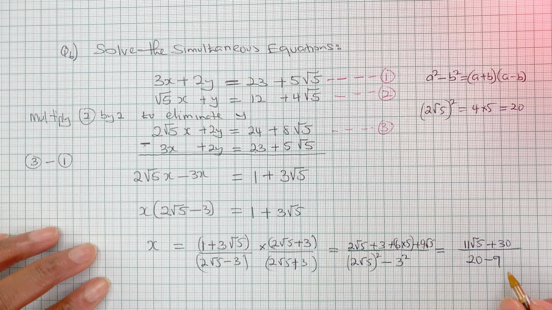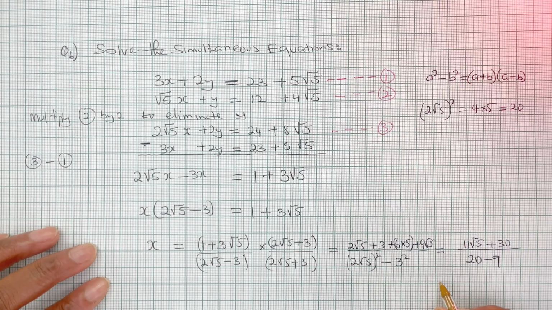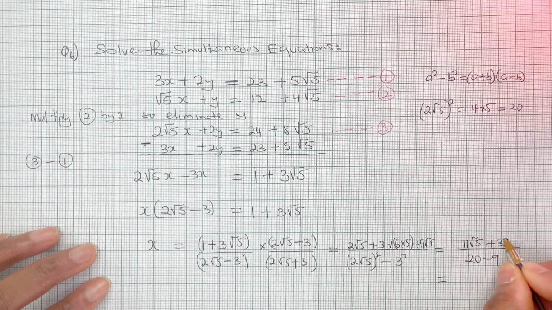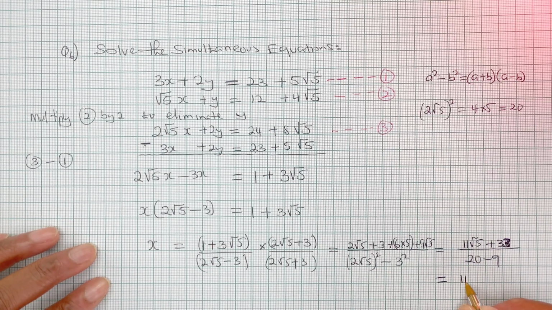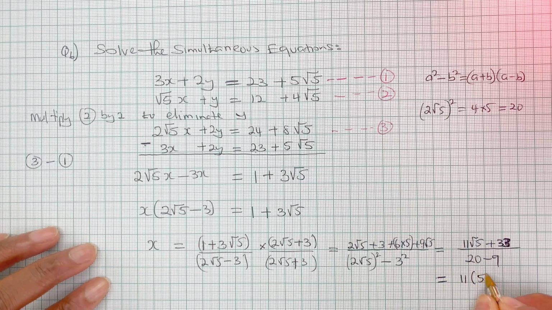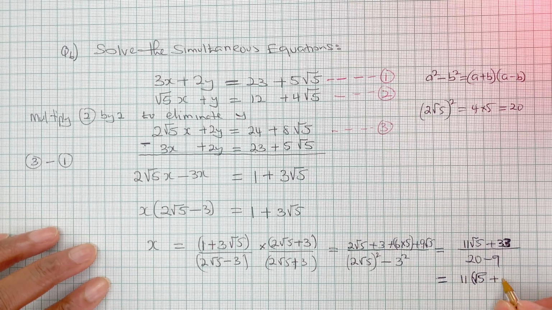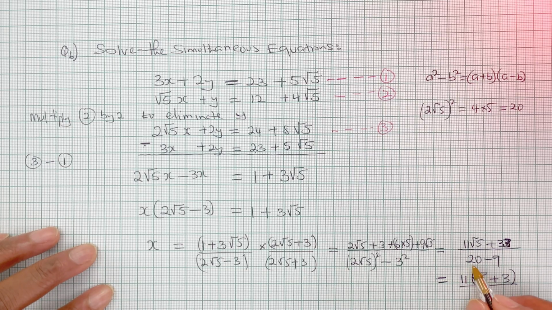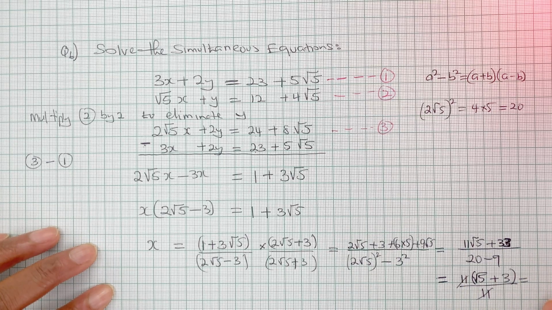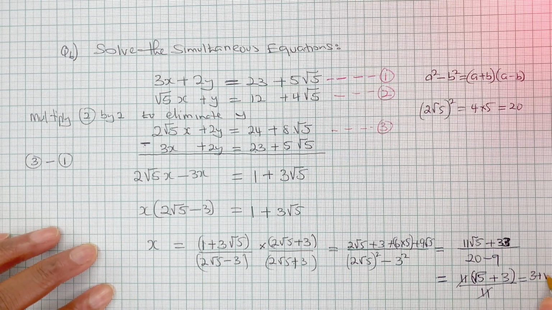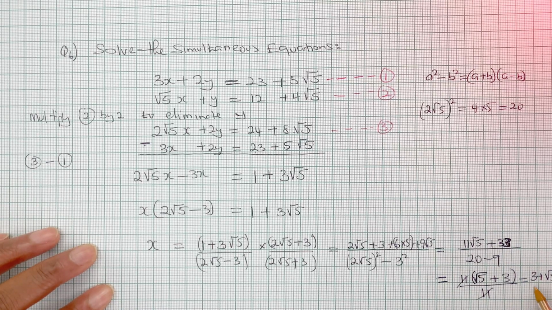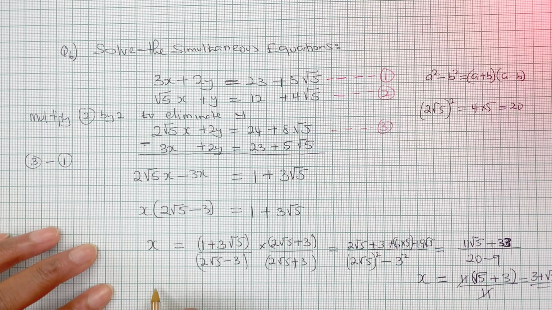So the numerator will be equal to 33 plus 11 root 5. And 11 is a common factor here. If I take 11 out, I get 3 plus root 5 over 11, because 20 minus 9 is 11. 11 cancels 11, so the final answer is 3 plus root 5. So that's what x equals: x equals 3 plus root 5.